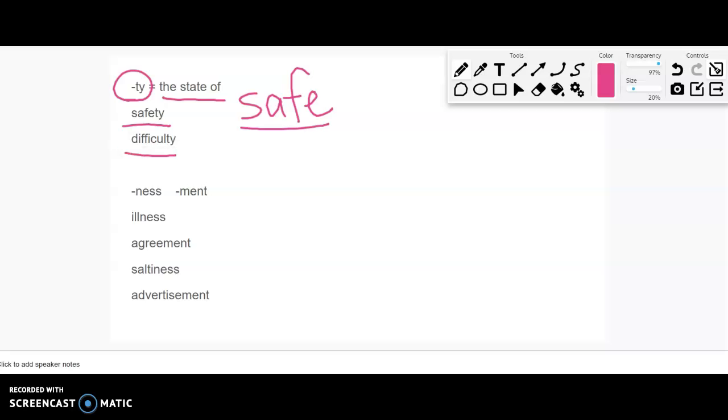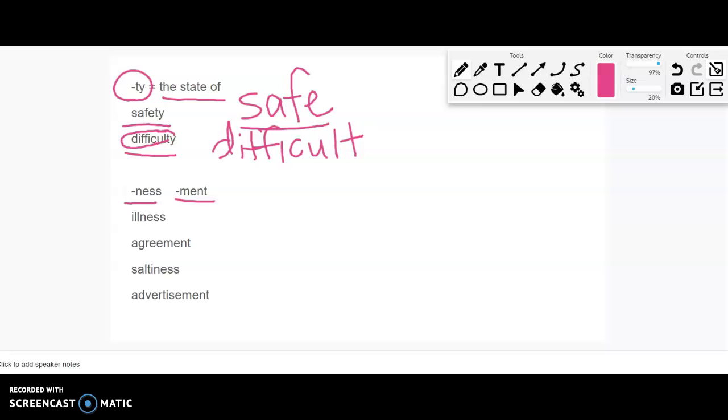Difficulty. Okay, what's the base word? Difficult. Again, because it ended in a T, I really just had to add on the Y to create that TY. Hard, right? The state of something being hard is a difficulty. The state of something being difficult is a difficulty. So again, I can look at the base word to help me figure it out.